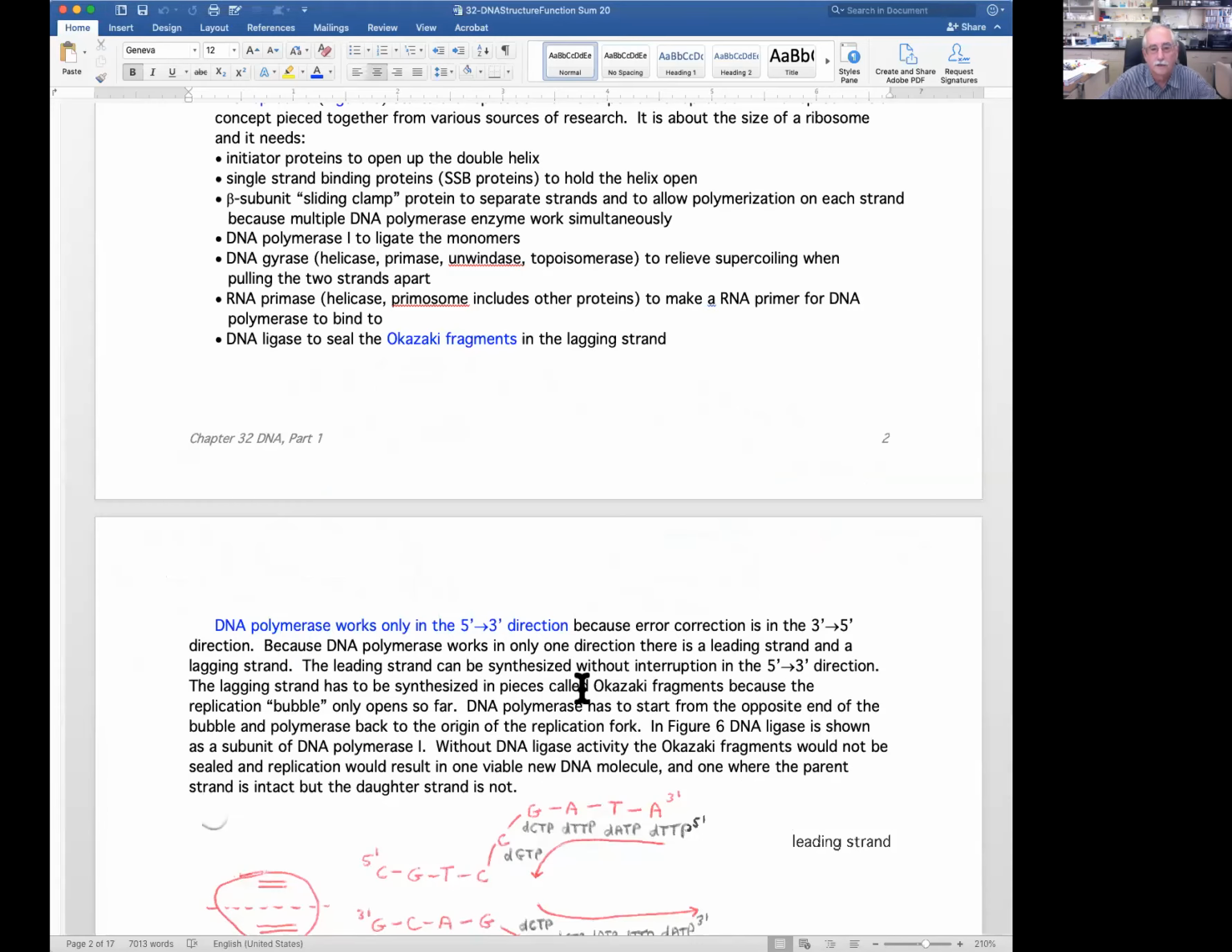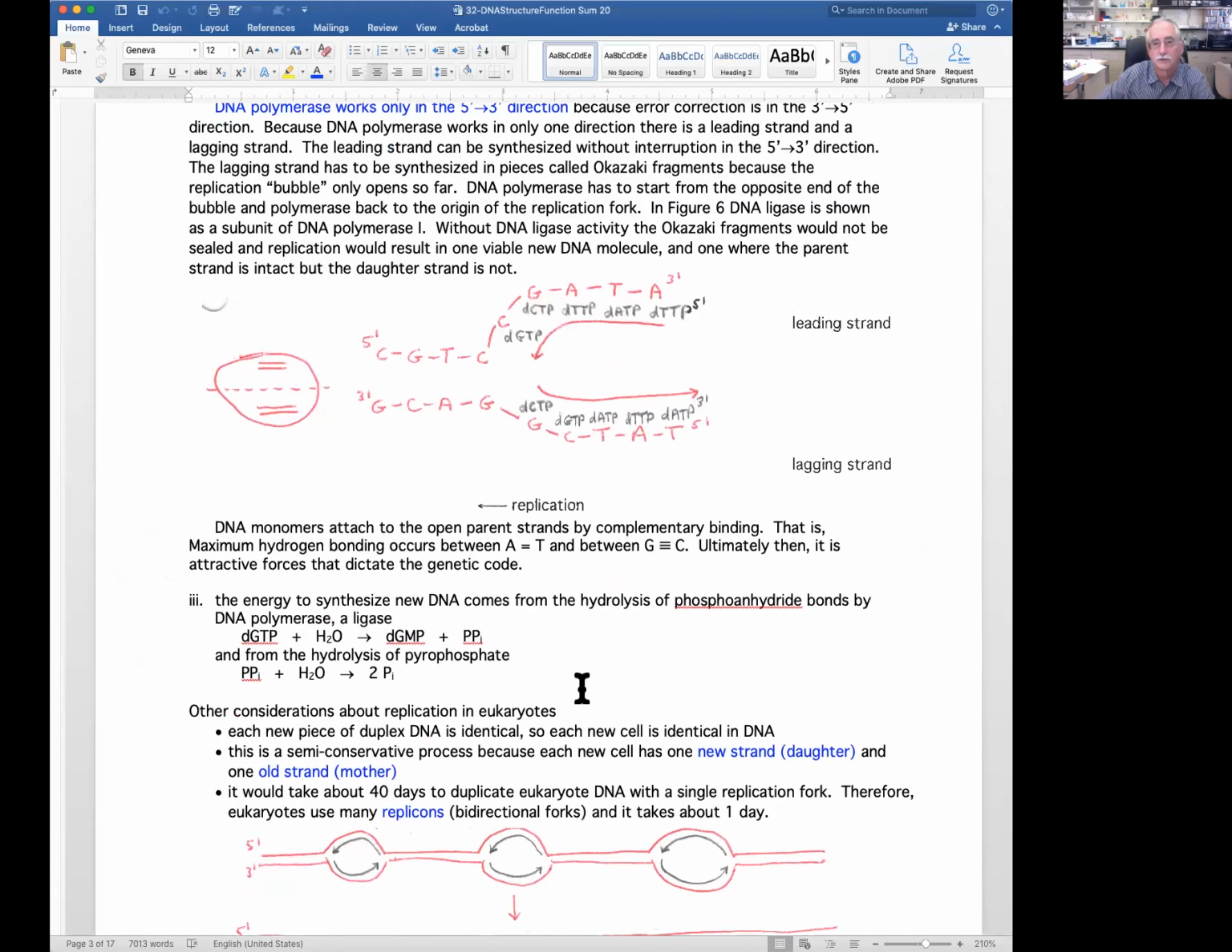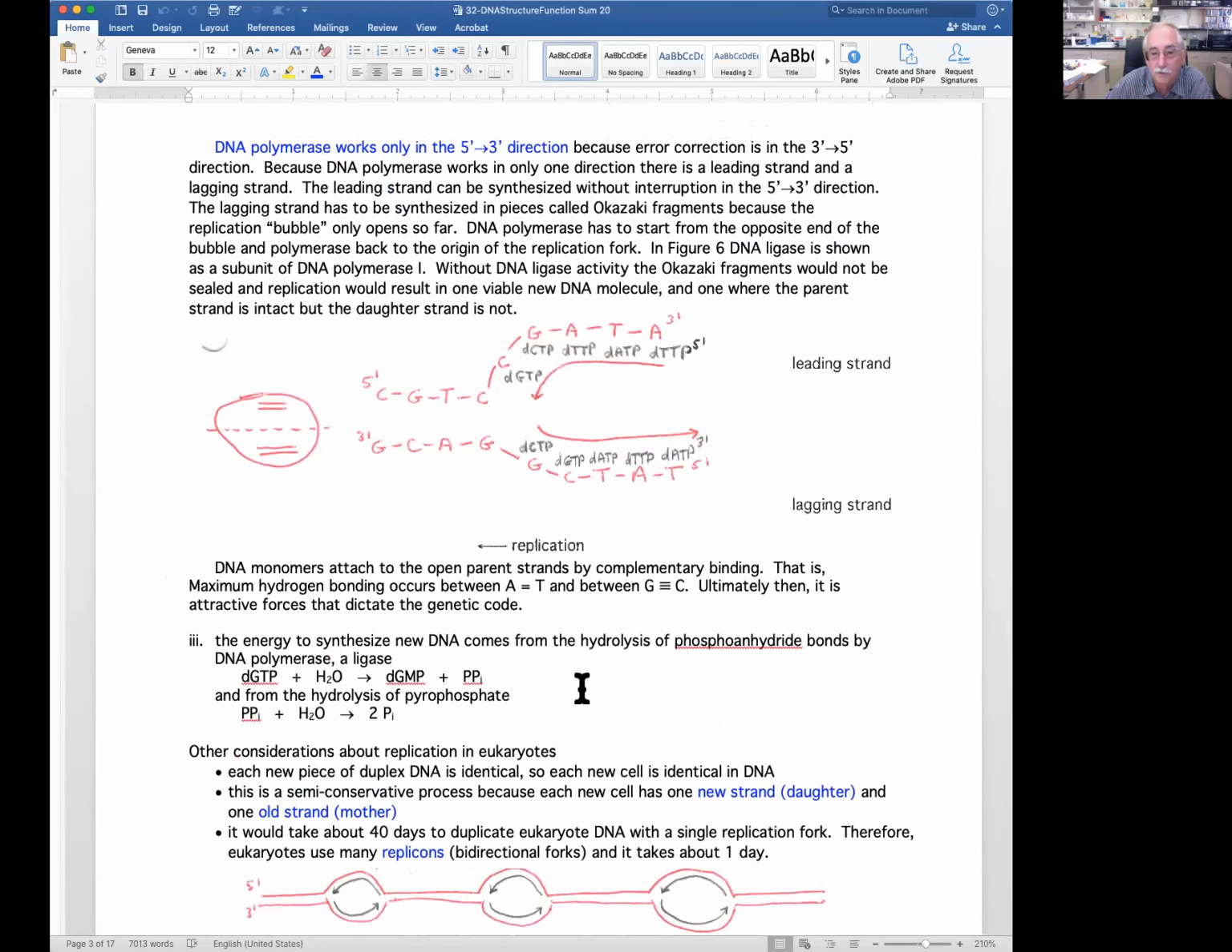So going back here, I kind of showed you what's happening here in a more simplistic way. So replication is going in that direction. So here's the leading strand. Here the 3' is used as the template. What makes this particular monomer line up right here across from that A?